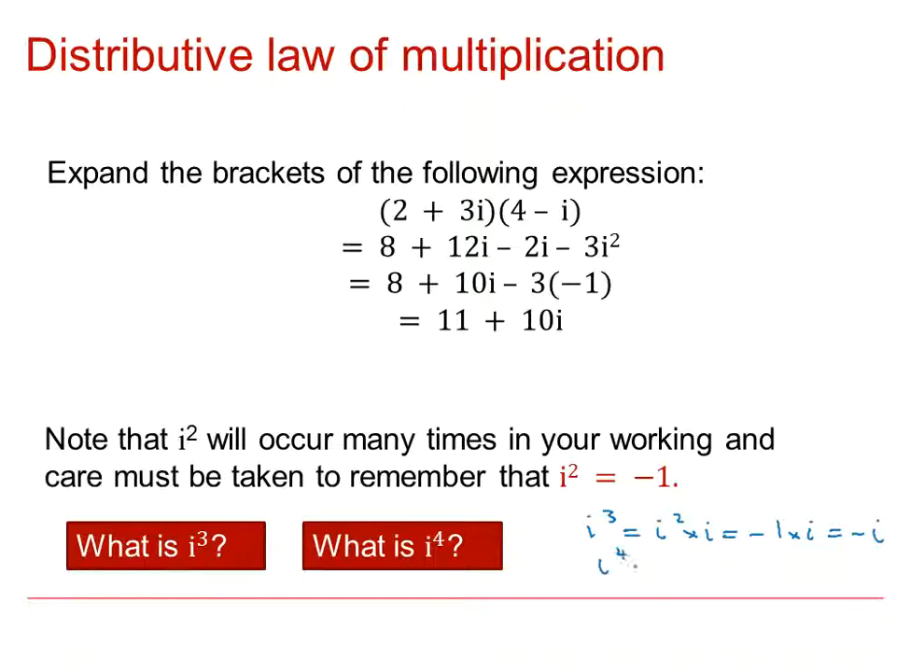i to the 4 you could write as i cubed times another i. We've already worked out i cubed is minus i, times another i. i squared is minus 1, and minus minus 1 is 1. So you will in future come across i cubes, i to the 4s, and perhaps even i to the power 5s.